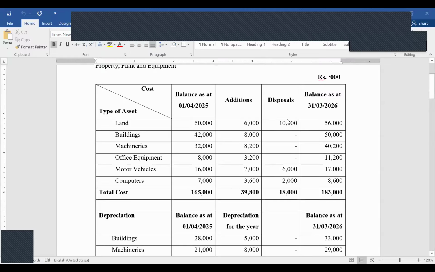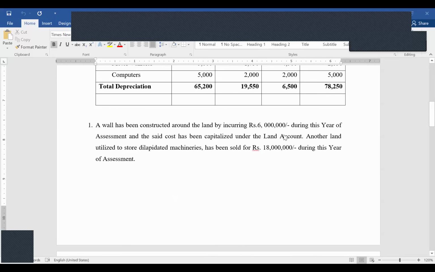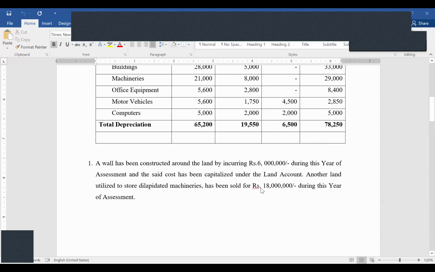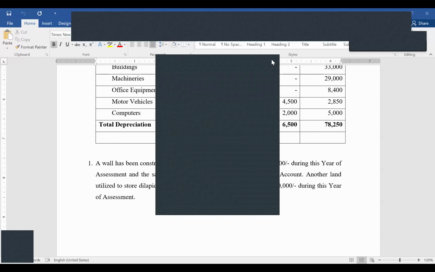So they have sold 10 million worth of land for what amount? So what is the sold value? Consideration. The cost of the land is 10 million, but they sold that land for 18 million. If we calculate in a general way, what is the profit of realization of this land? They purchased a land. Yes, what is the profit? 10 million is the cost. They sold it for 18 million. 8 million is the profit.